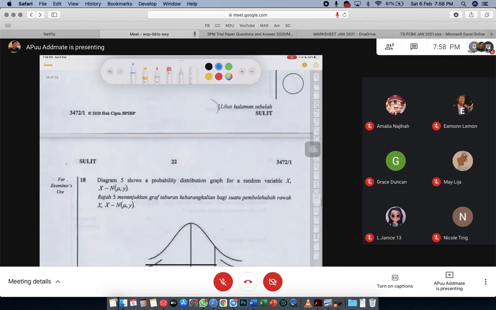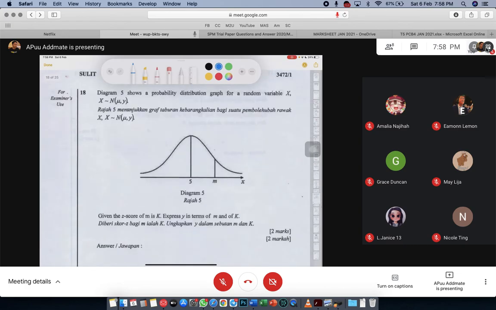Okay, one last question before we go on. Question 18 says that given that you have a probability distribution graph of a random variable of x. If you see this question, you see something like this: X, N, mu and then y. You have to understand that this is actually a normal distribution. X, N stands for the normal distribution. And the first thing, this one is called the mean.